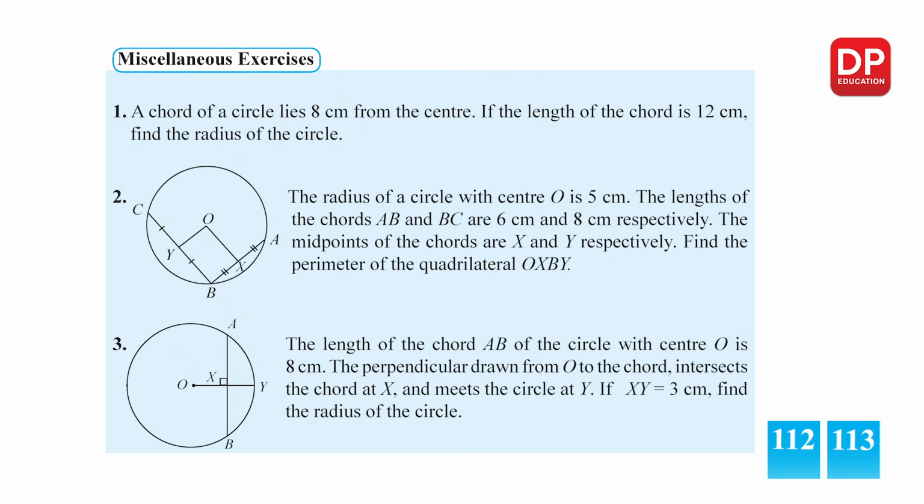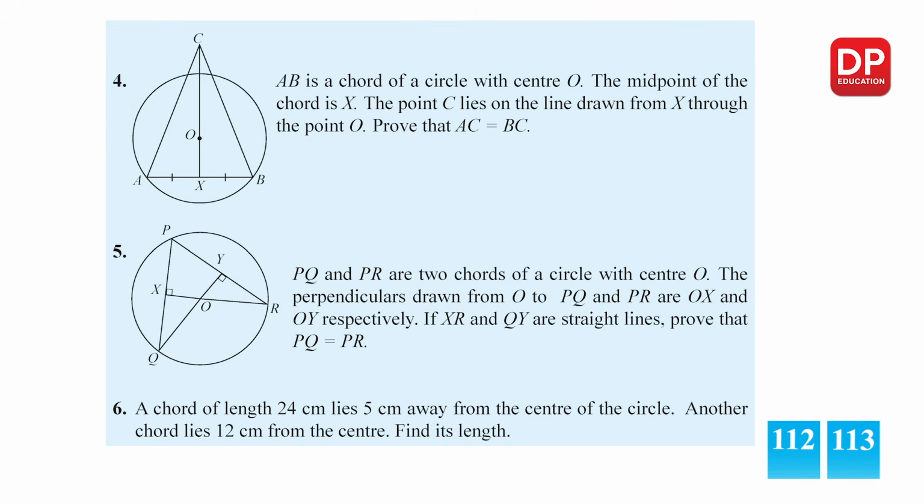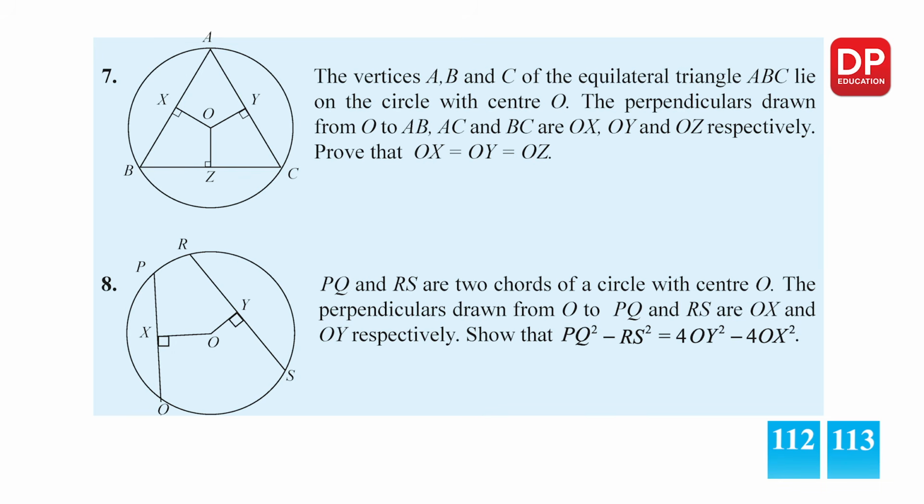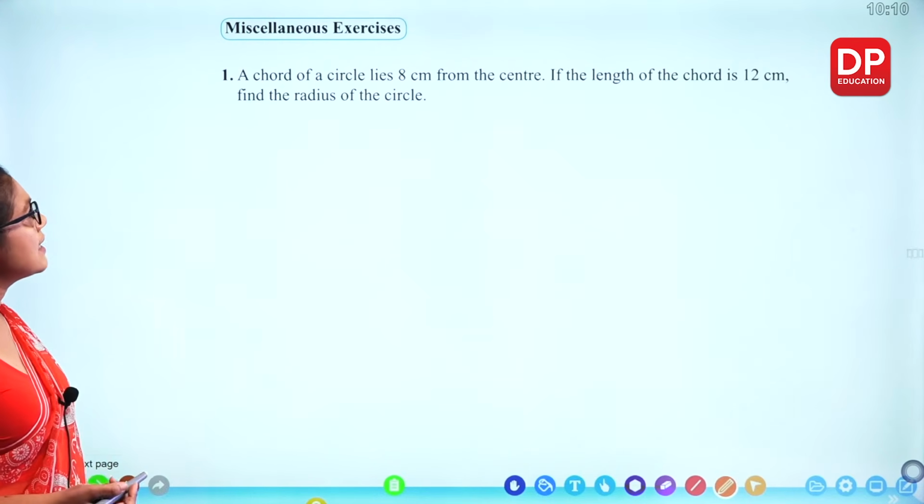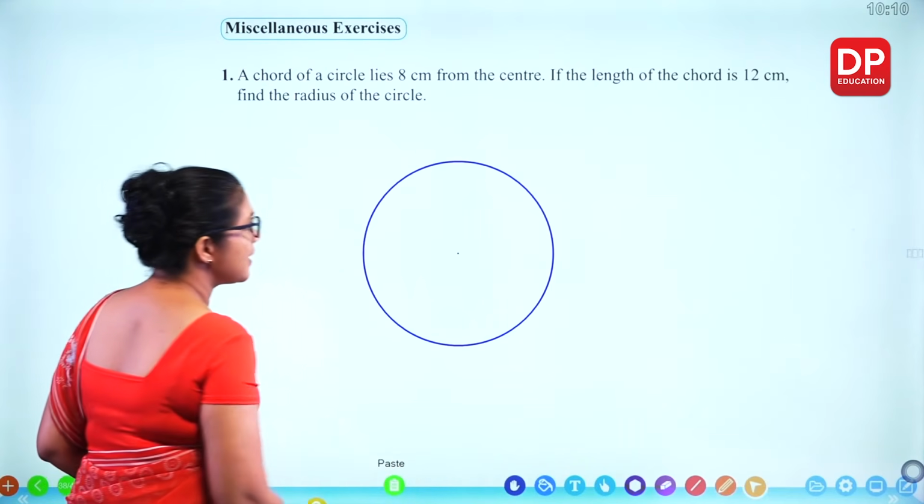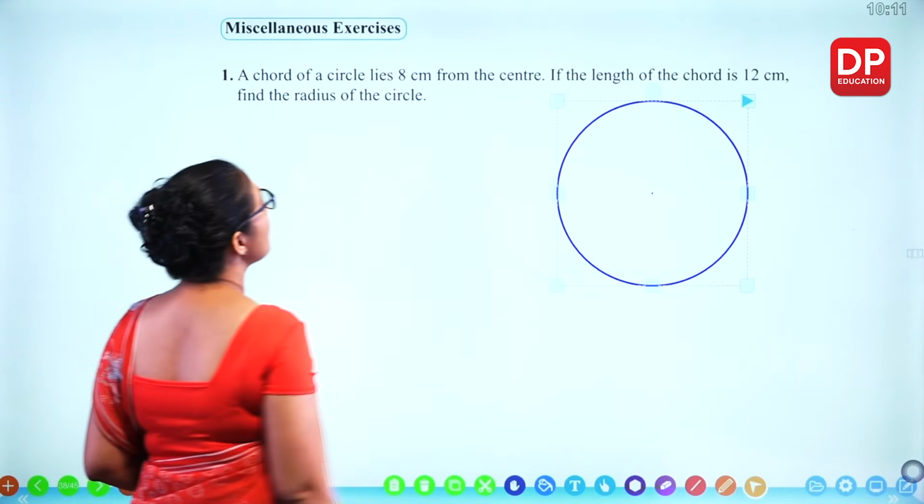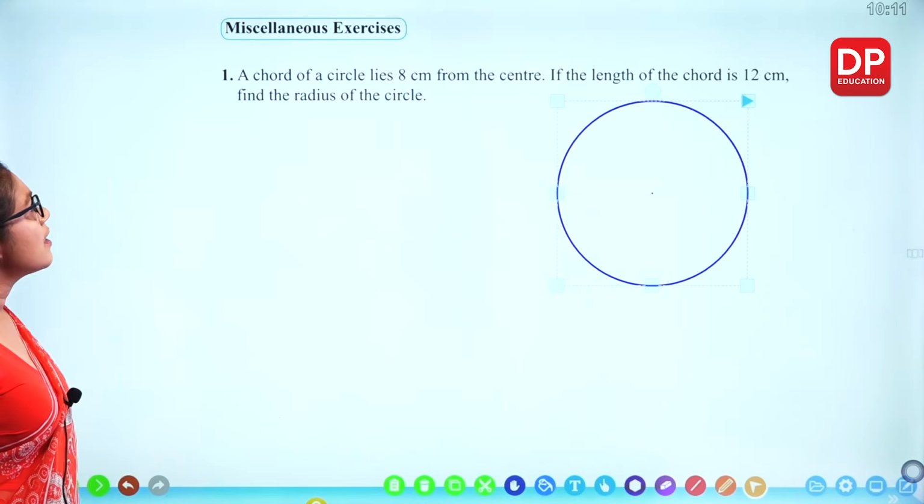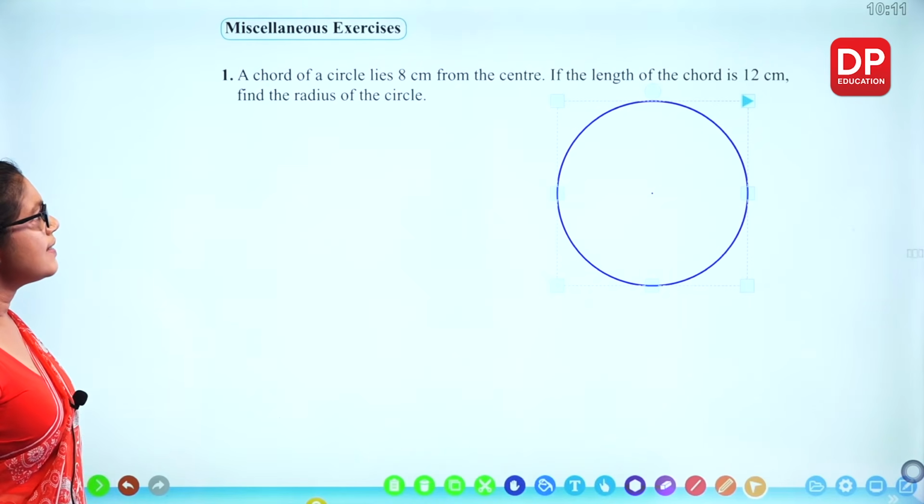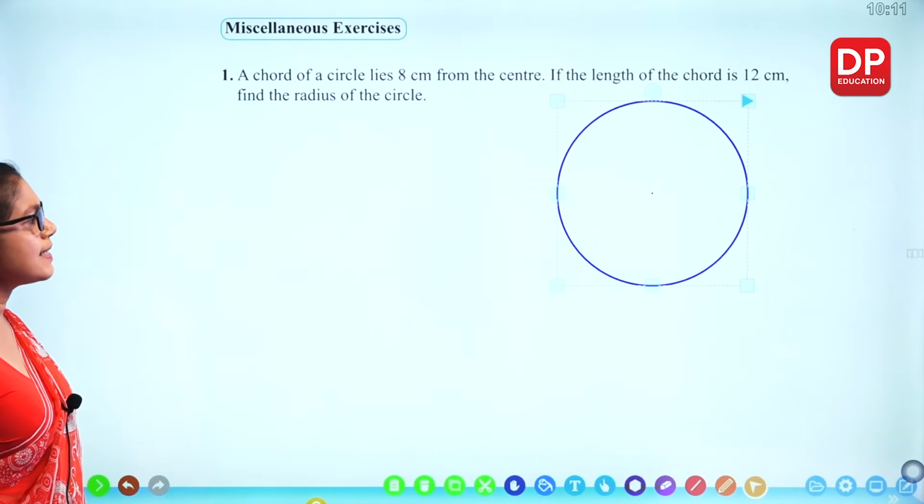Now we'll look at the miscellaneous exercise in your textbook. Here they have given information about a circle. So we'll take a circle now and try to mark all this information. A chord of a circle lies 8 centimeters from the center.